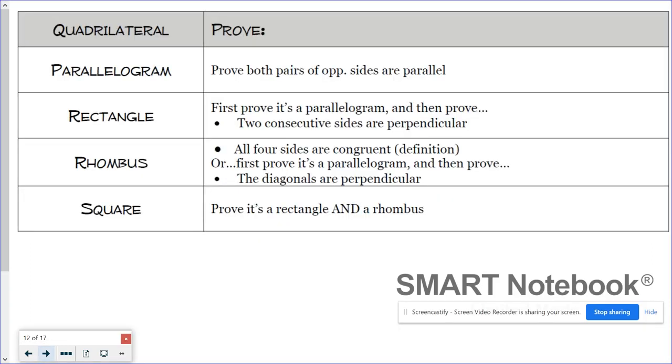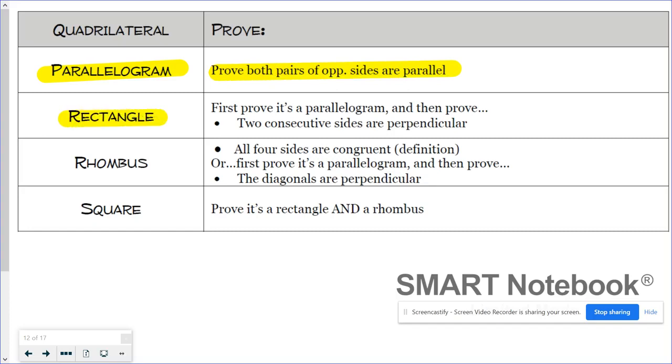So if you are told to prove that a quadrilateral is a parallelogram, rectangle, rhombus, or square, here are some easy ways that you can do that. To prove that a quadrilateral is simply a parallelogram, you're going to prove that both pairs of opposite sides are parallel. So you're going to use your slope formula. Parallel lines have the same slope.